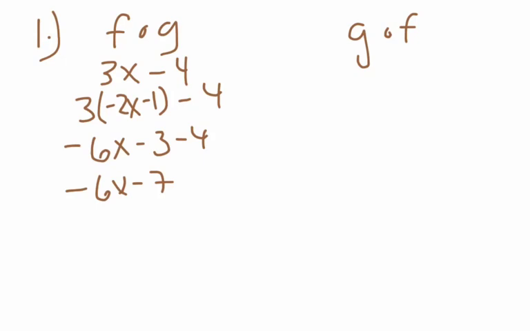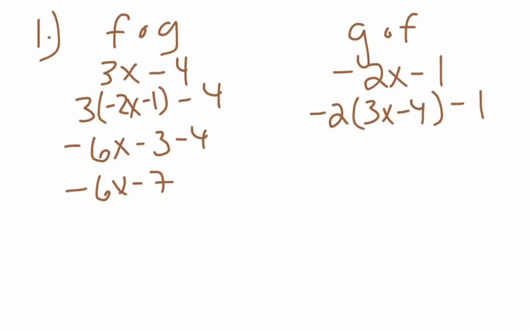Going the other direction, we start with just function g, and then I take out that x, and I'm going to plug in function f, which is 3x minus 4, and then we'll get negative 6x plus 8 minus 1, and a positive 8 minus 1 is positive 7. Notice that they're not the same. They're close, they're similar, but they're not the same. So that's how the composition should have worked.